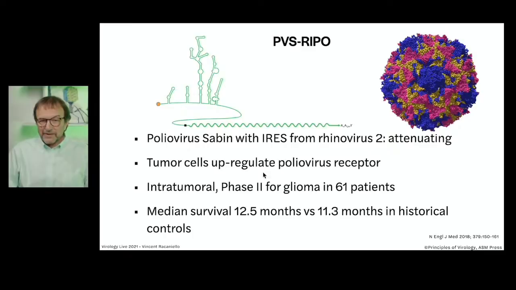It was given a phase 2 in 61 patients for glioma, and it increased median survival by about a month. I'm not sure what the future of this is because, of course, once polio is eradicated, you can't be using these vectors, but we'll see.